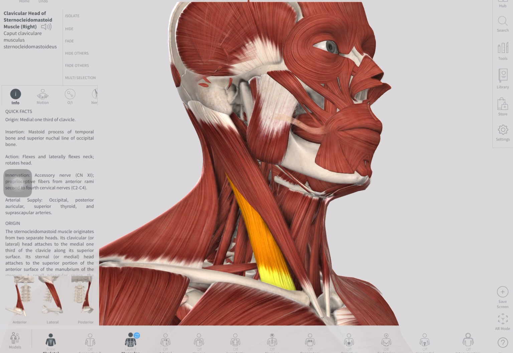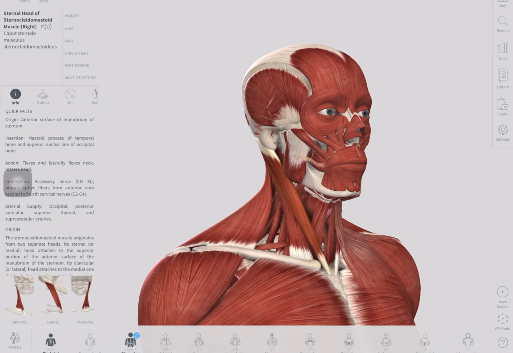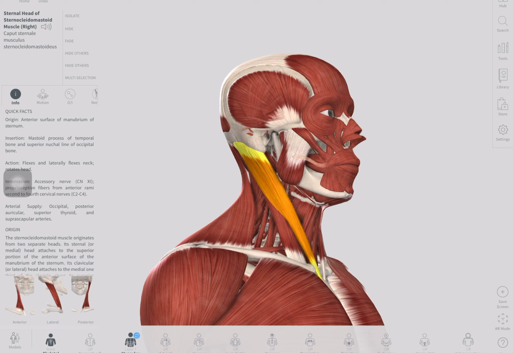So let's back up and let's put it back into its relative context. So that's a quick run through, just to give you some idea where these muscles are. So when you get into your muscle list and you start looking, this will at least give you some foundation as to where to start to look for these muscles.